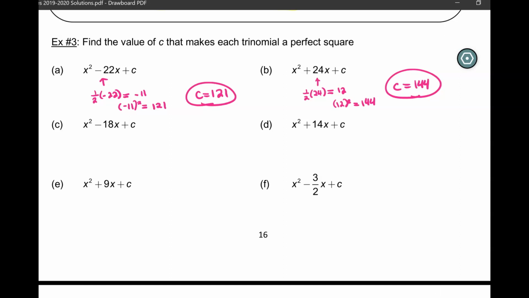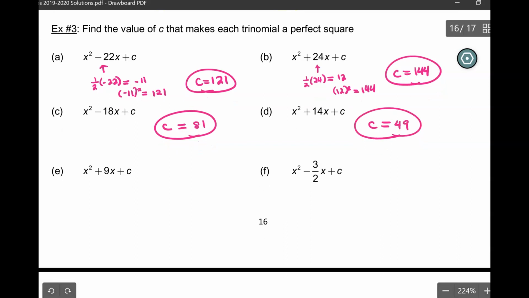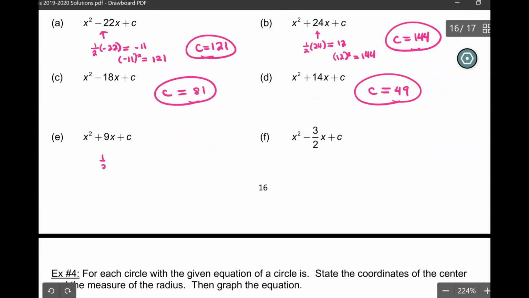See if we can just do the next one in our head. And if you want, you can pause it here and then check your answers. So -18. Half of that is -9. Squared is 81. Here, half of 14 is 7, squared is 49. Now here, half of 9 would be 9 over 2. So when I square 9 over 2, I have to square the numerator and the denominator. So c is 81 over 4.